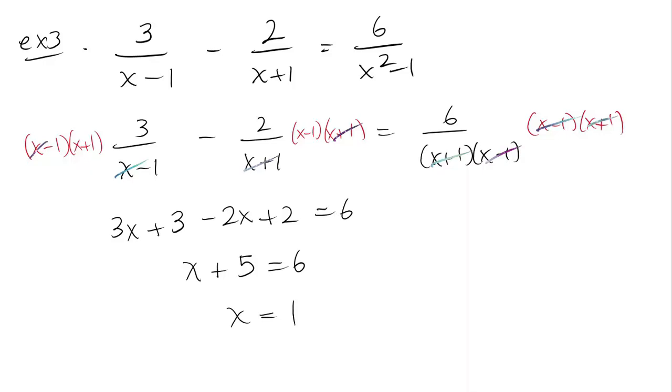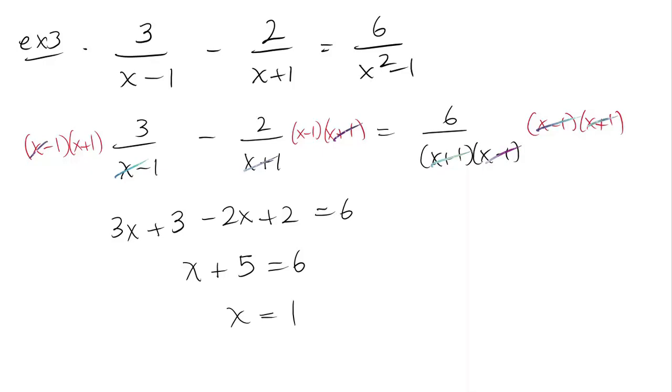Nope! No, that's not right. What have we forgotten to do? You've got to check to make sure that 1 is an allowable input. If you go back to either the first rational expression or the third rational expression, you'll see that you're not allowed to actually plug 1 back into the equation.